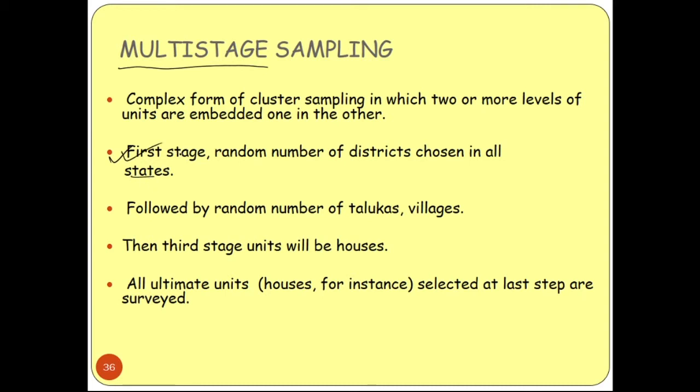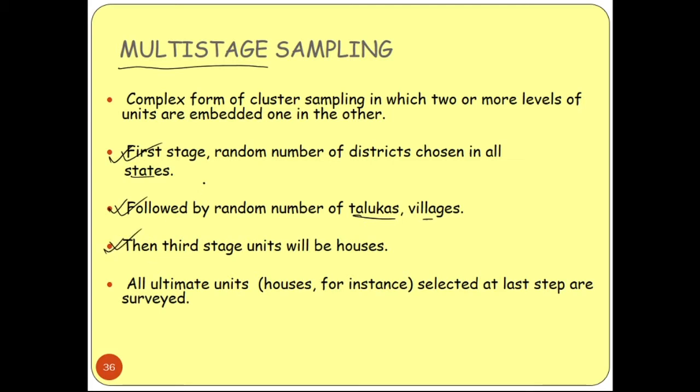Suppose we get a project where we have to sample the states. At first we will sample the districts of states. We will choose a random number of districts, and followed by this we choose some taluks or villages. Under a district some villages and some taluks can be there, so we can choose those. And thirdly, we select some houses.